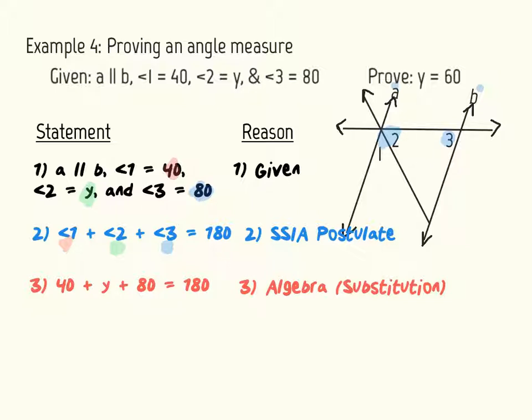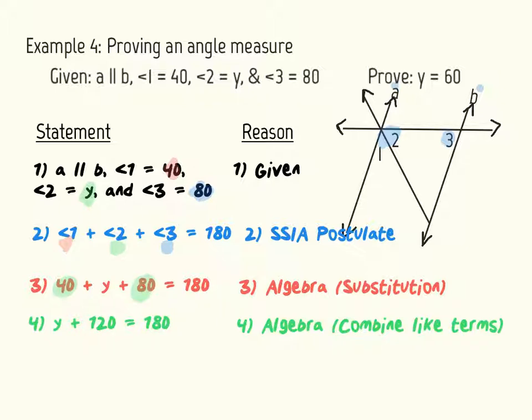So the next step is to combine my like terms. My 40 and 80 added together is 120, and that plus y is equal to 180. So step 4, y plus 120 equals 180. The reasoning would be algebra by combining the like terms. And the final step is to solve for y and get the 120 over with the 180. So that would be y equals 60, and we subtracted the 120 over, so our reasoning is subtraction property of algebra. And that's your final proof.